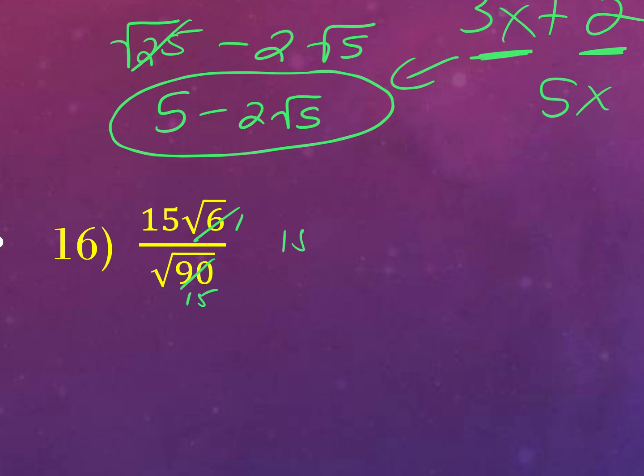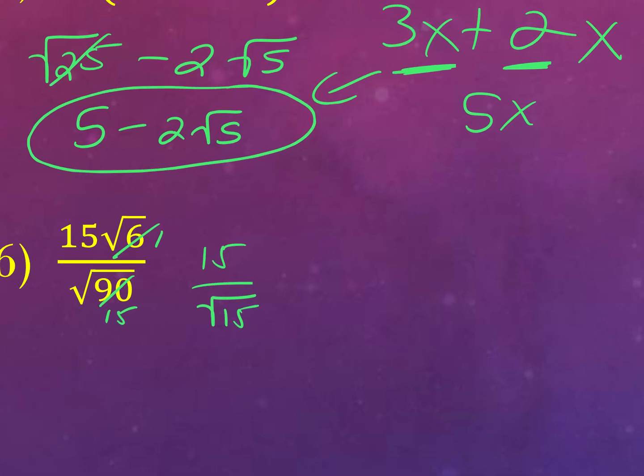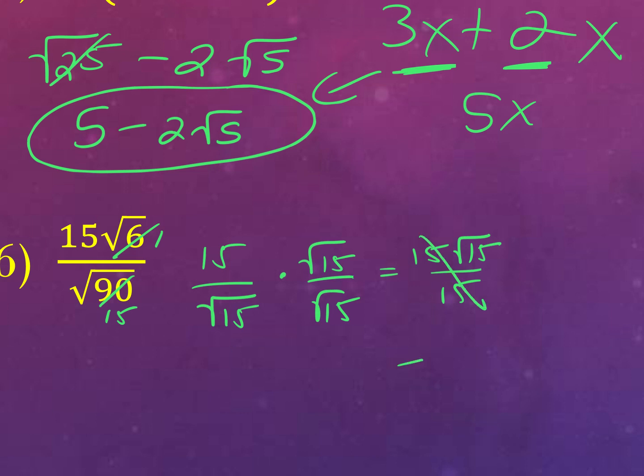So you have 15 over the square root of 15, correct? What else? Do I just leave that? We're going to rationalize. So top and bottom by square root of 15. So this becomes 15 root 15 over 15. What else? I can cancel out those 15s on the outside, and I'm left with just the square root of 15.